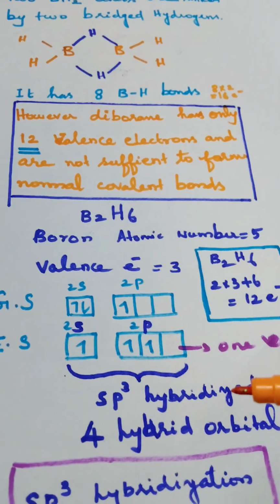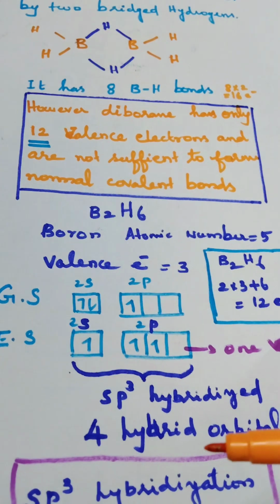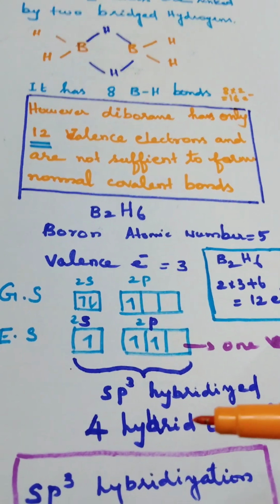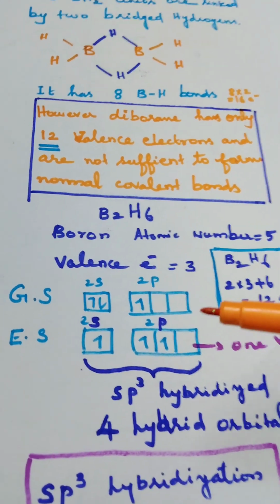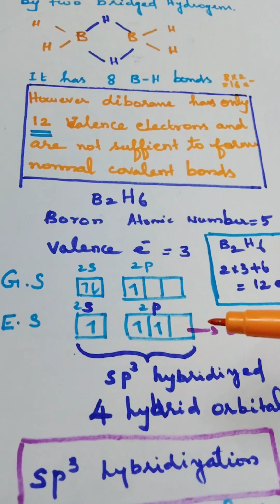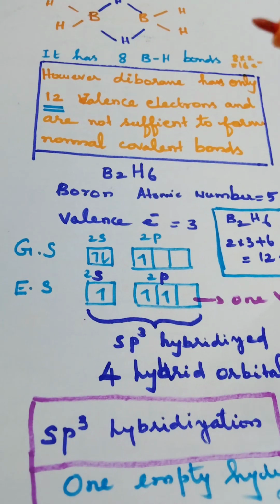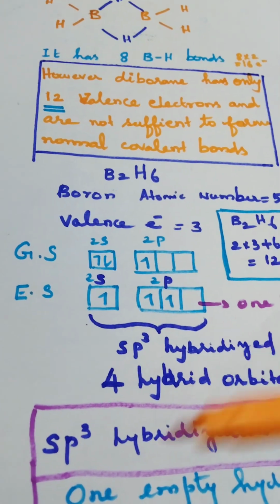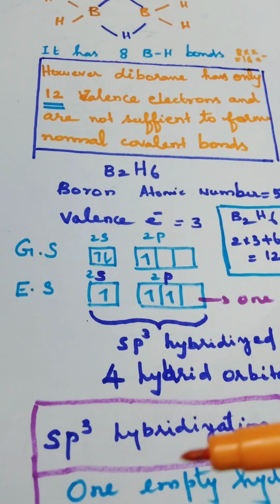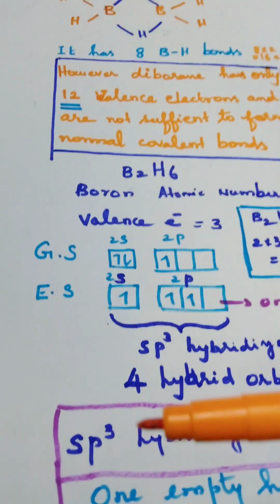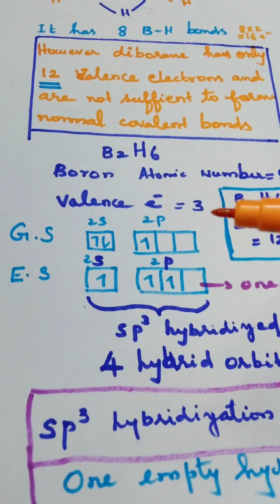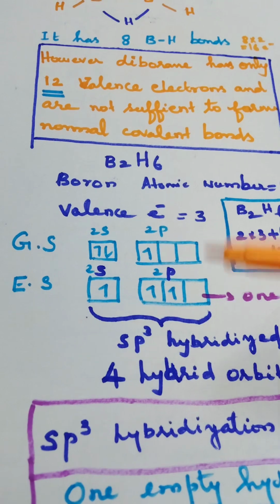sp3 hybridization takes place. So how many hybrid orbitals are present? 4 hybrid orbitals are present. One hybrid orbital is vacant, empty. This is an important point. In one more question it may also be asked, what type of hybridization takes place in diborane? sp3. Here one empty hybrid orbital is present. Okay.